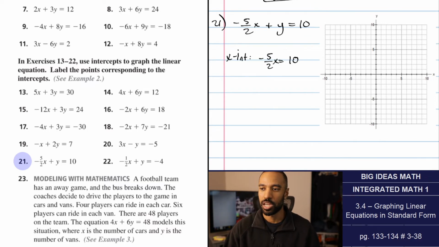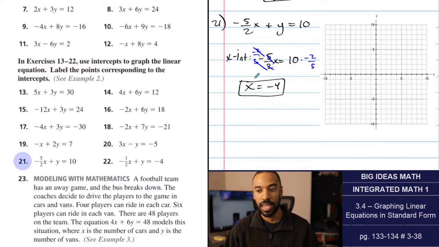Now the x-intercept here, I'm going to have to multiply both sides by -2/5. And I clearly didn't give myself enough room to write that. But that's what makes these go away, gets x by itself. Now, -2/5 times 10. 10 divides by 5 to become 2. 2 times -2 is -4. So there's our x-intercept. Hey, it's a whole number.